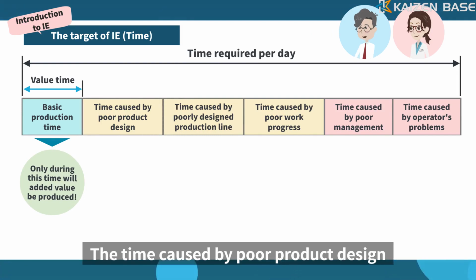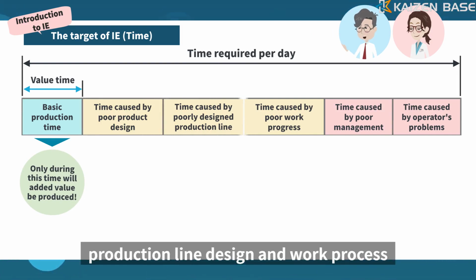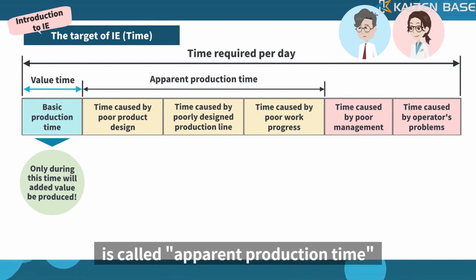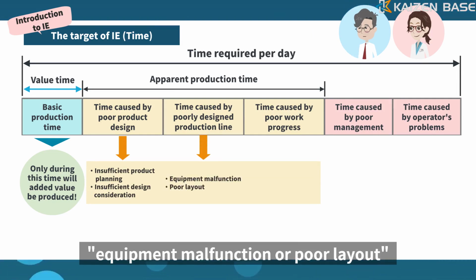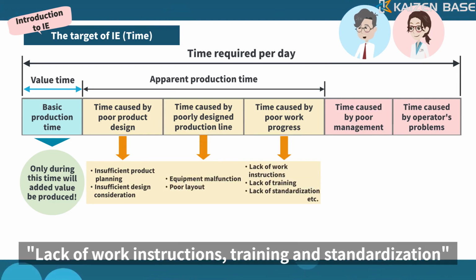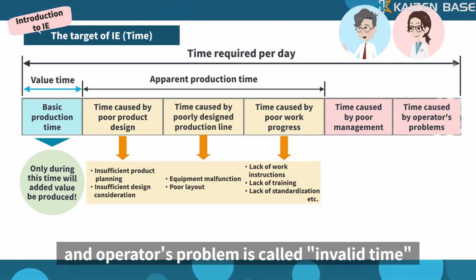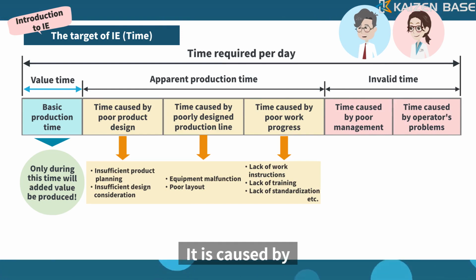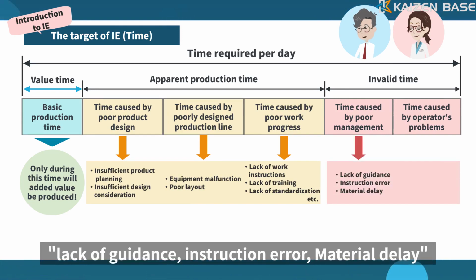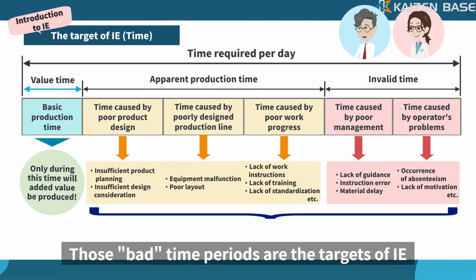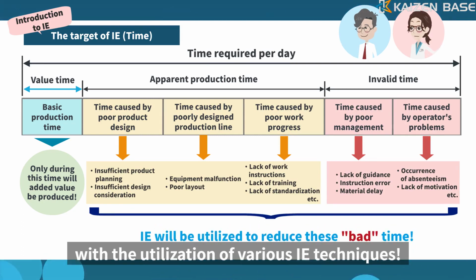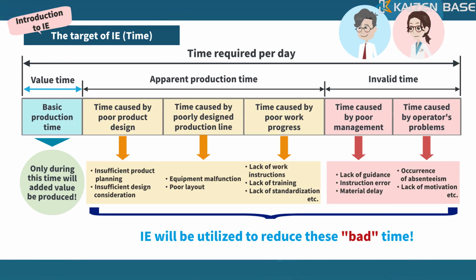The time caused by poor product design, production line design and work process is called apparent production time. It is caused by insufficient product planning and design consideration, equipment malfunction or poor layout, lack of work instructions, training and standardization. The time caused by poor management and operators' problems is called invalid time. It is caused by lack of guidance, instruction error, material delay, occurrence of absenteeism and lack of motivation. Those bad time periods are the targets of IE. The time that does not create value will be reduced with the utilization of various IE techniques.